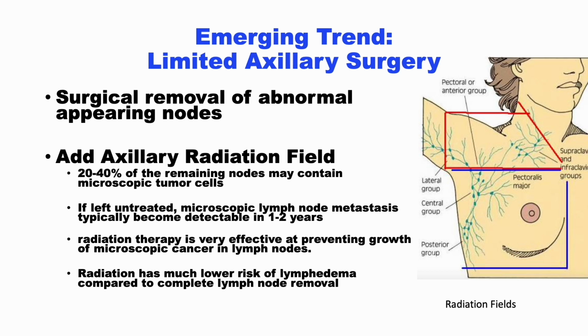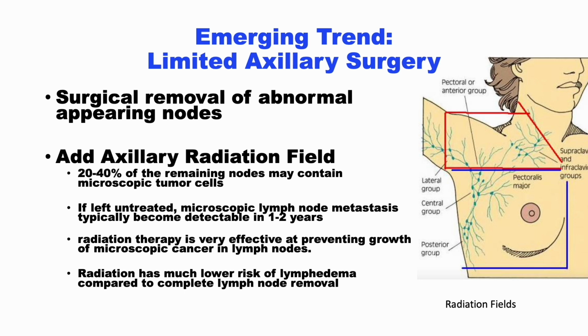A teaching point here again is that the remaining nodes have a reasonably high probability of containing additional microscopic metastasis, a risk that may be as high as 40%. And if these lymph nodes are left untreated, these microscopic tumor cells will likely continue to grow and give rise to lymph node recurrence or distant recurrence in the next 1 to 2 years.